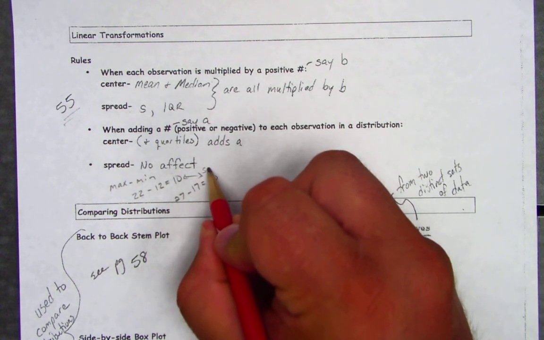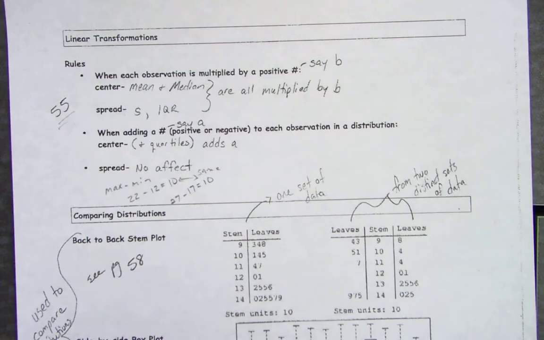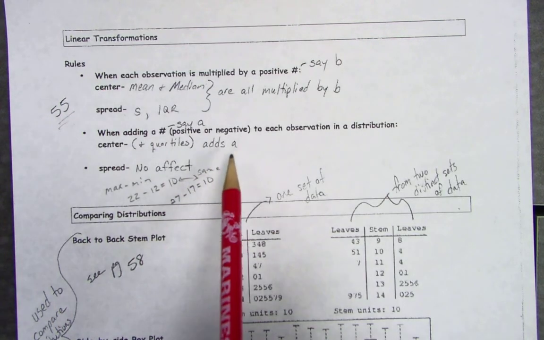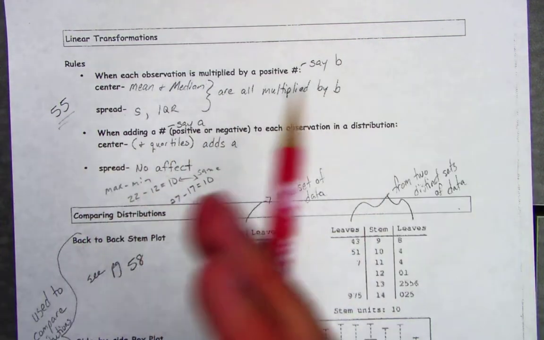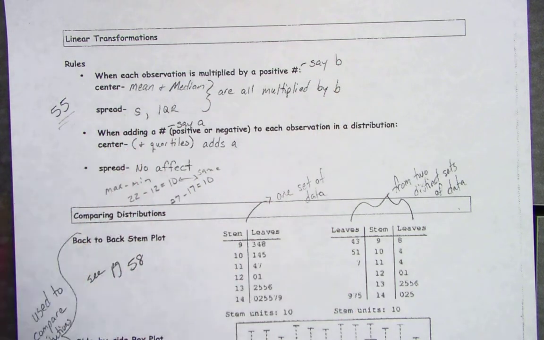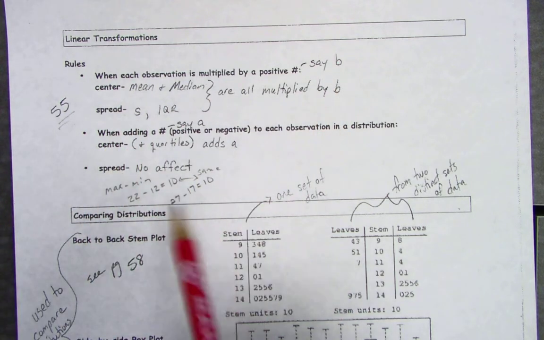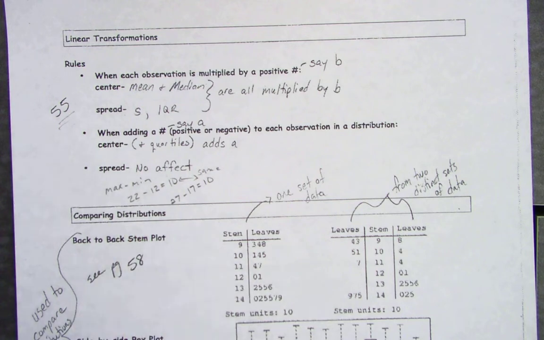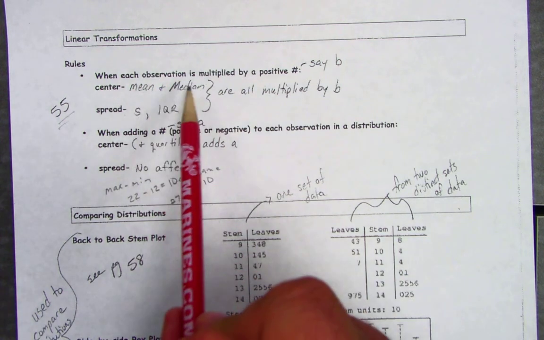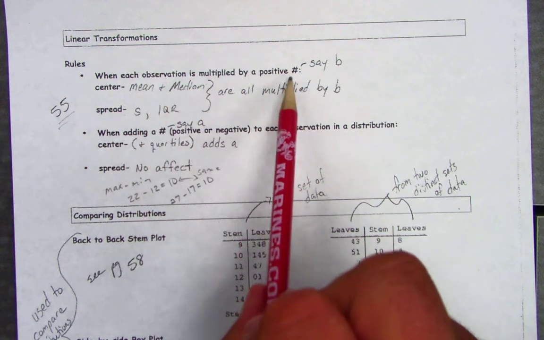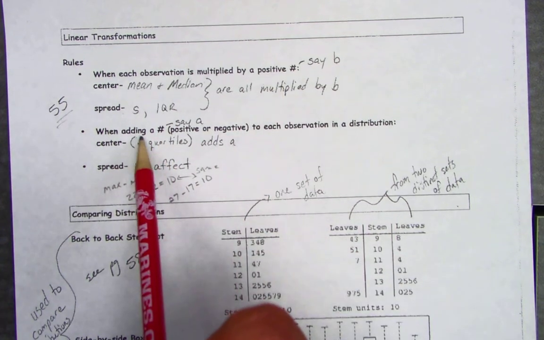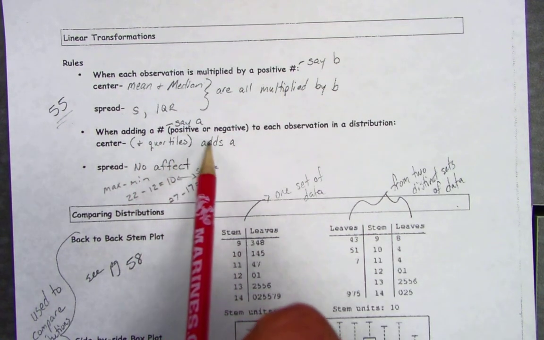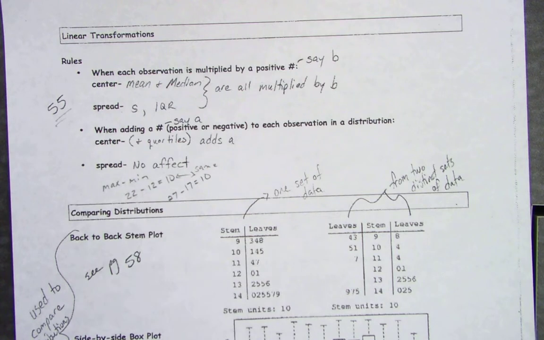Those are the same. So adding a number affects where the center would line up because the center would shift. But adding a number would not affect the spread since we're adding it to both the max and the minimum, or both the Q3 and the Q1. So those are the three rules that we have there. All of them are affected by a multiplier, and when you're adding a number, only the center is affected, the spread remains unaffected.